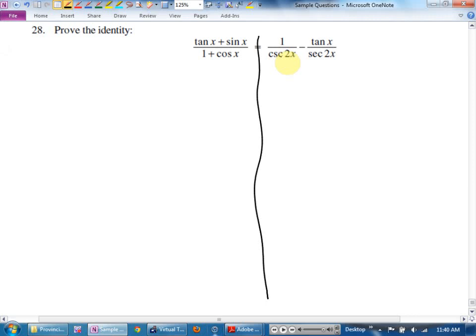Secant is, how do I divide by a fraction? Flip it and multiply. This is going to end up being sine 2x minus tan x cos 2x. I like this because I only got one choice for sine 2x. Sine 2x is always 2 sine x cos x.